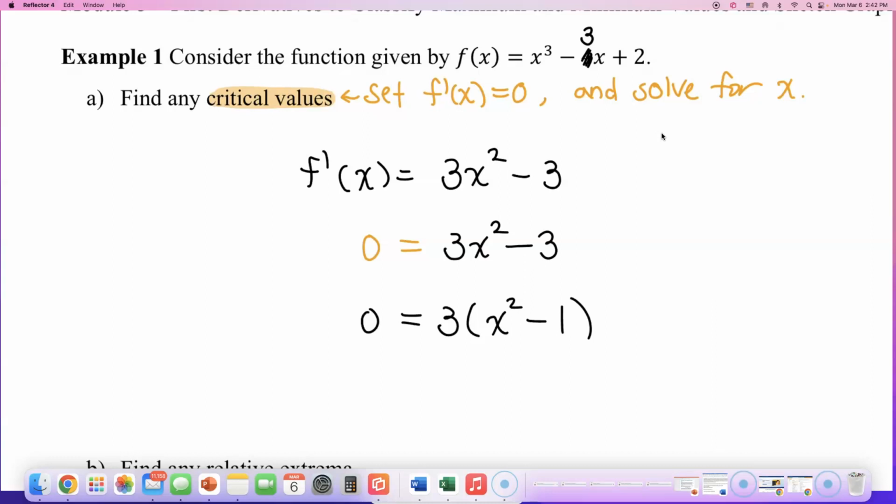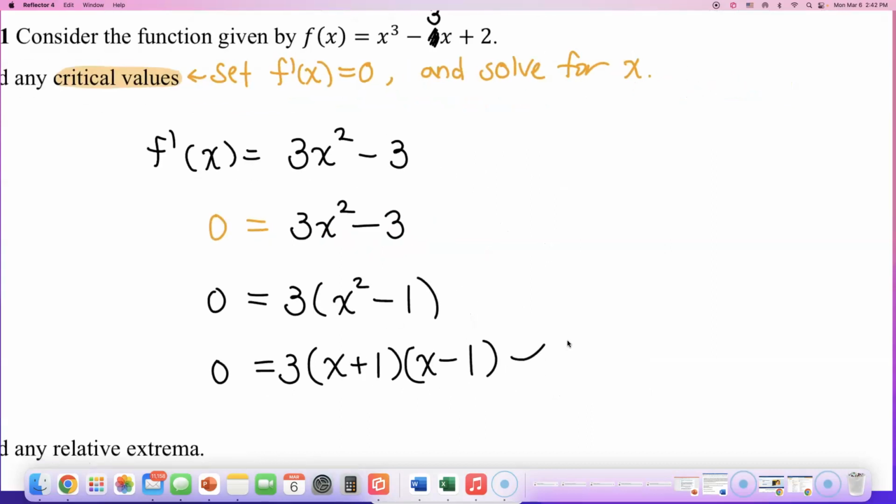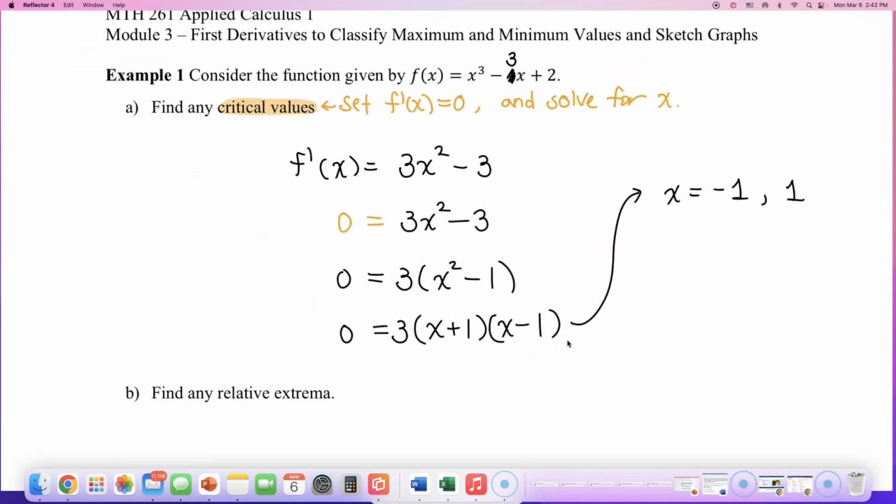Okay? If I factor out the greatest common factor of 3, I will have x squared minus 1 left. Now, we can factor that using difference of squares, which will be x plus 1 times x minus 1. So, if I solve this, we get two critical values: x equals -1 and x equals +1. So, that's how you can find critical values. You find the derivative, you set it equal to 0, and you solve for x.